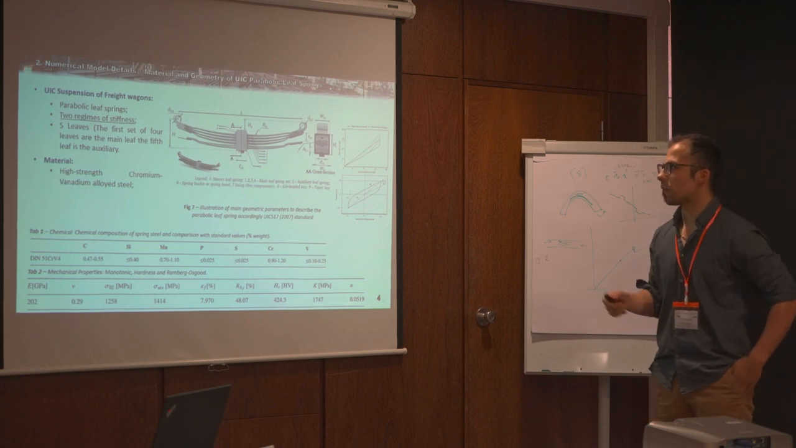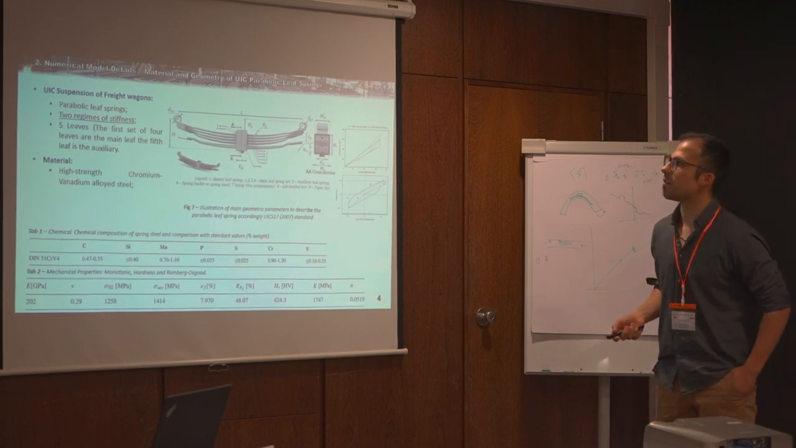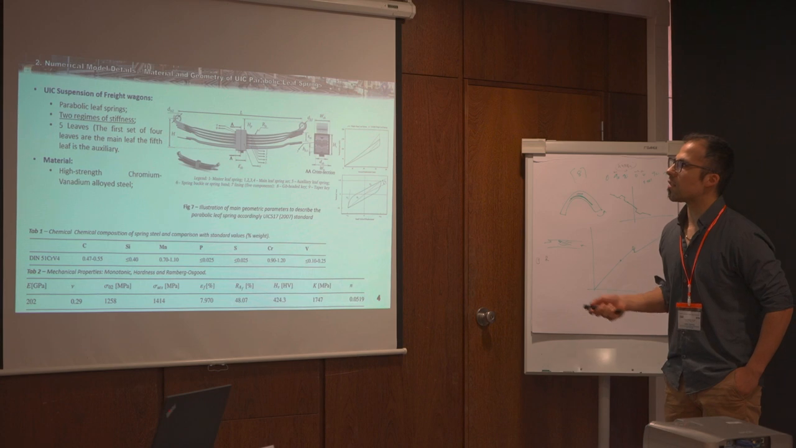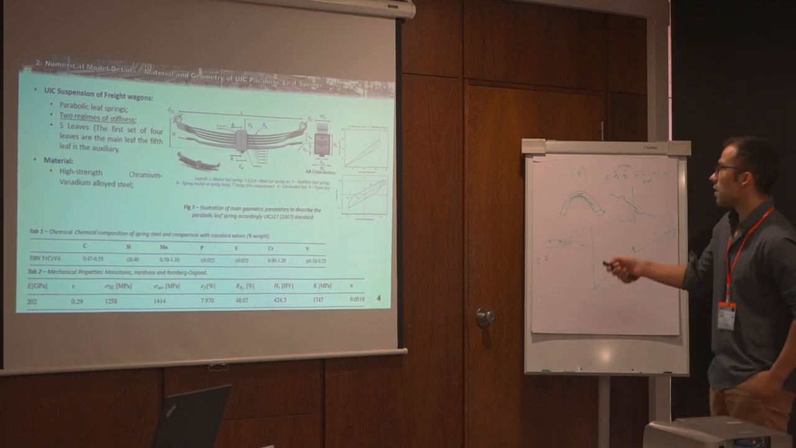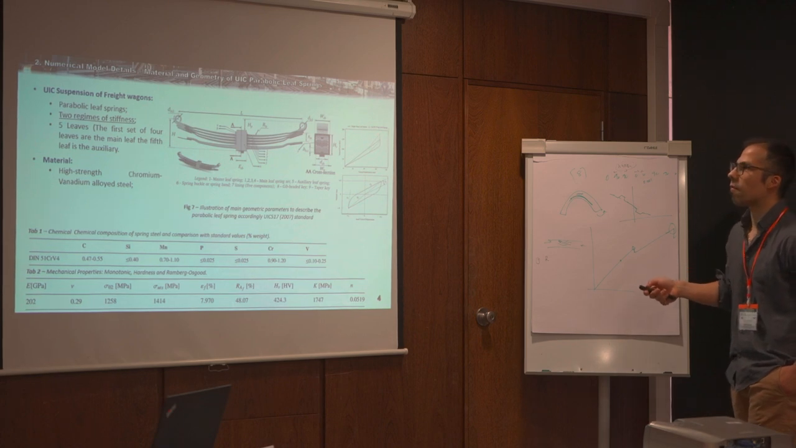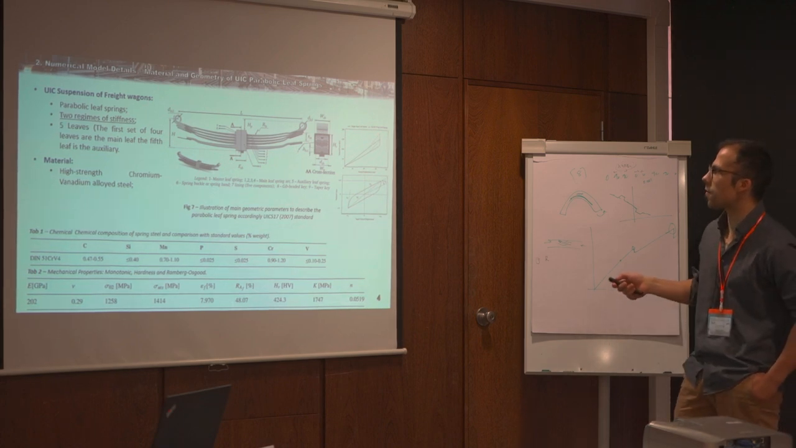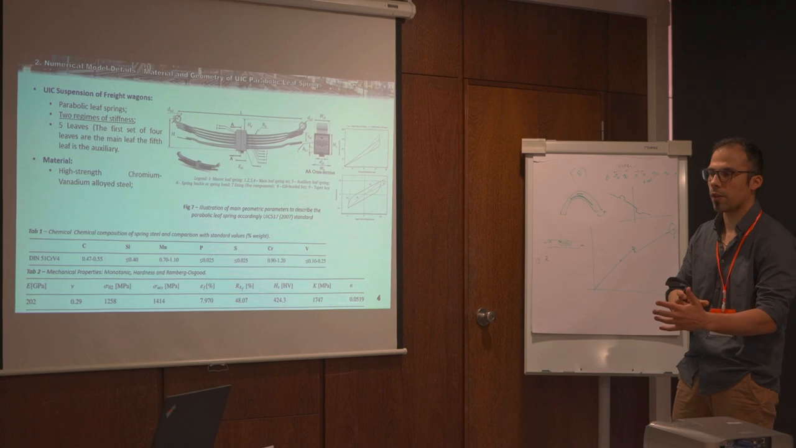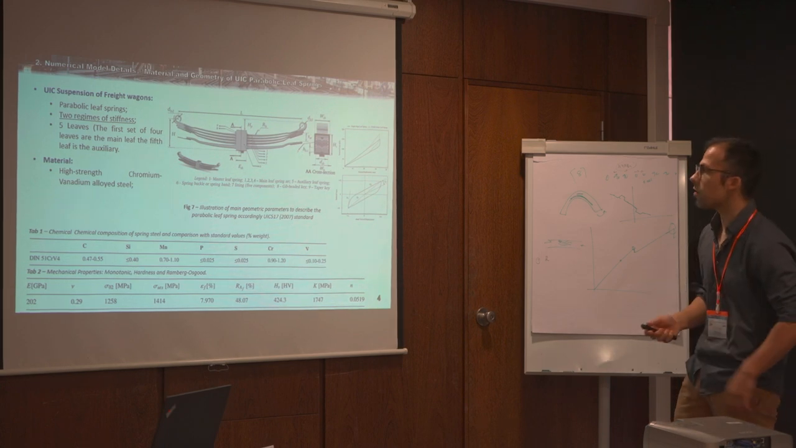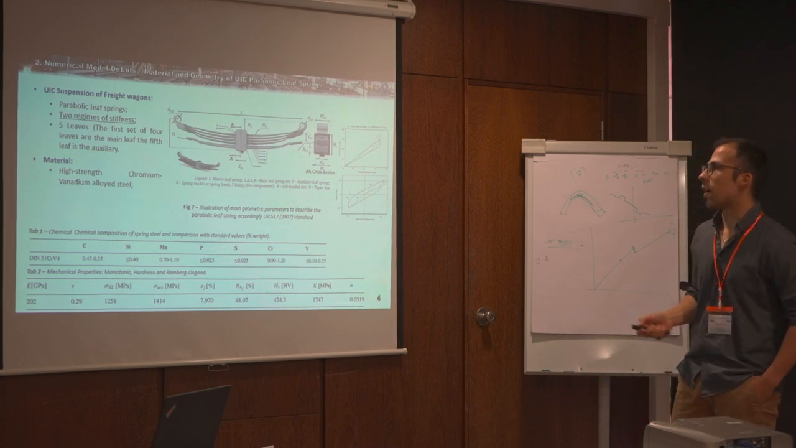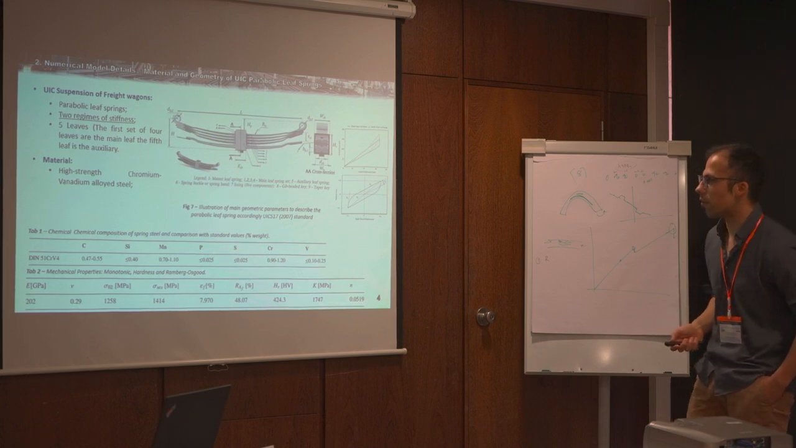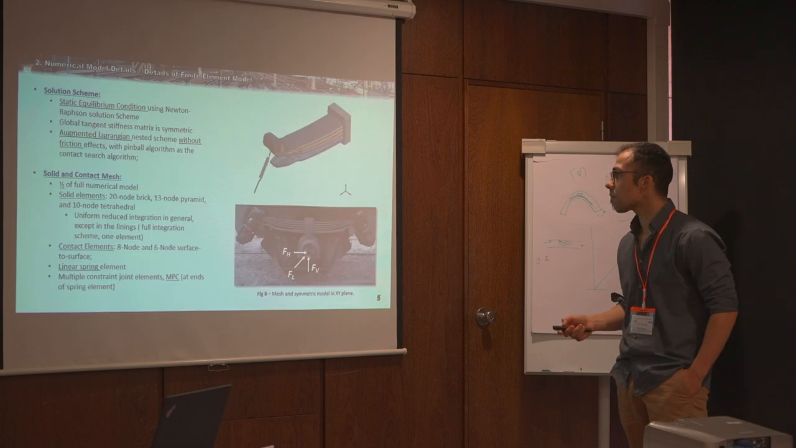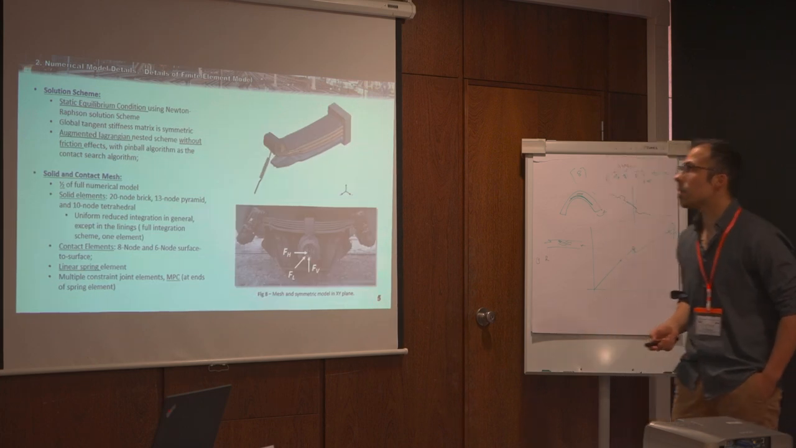Here I'm presenting the parabolic springs. These springs have two regimes of stiffness. You can see here that after a specific displacement, the stiffness increases. It has five leaves, and the material is high strength chromium vanadium.